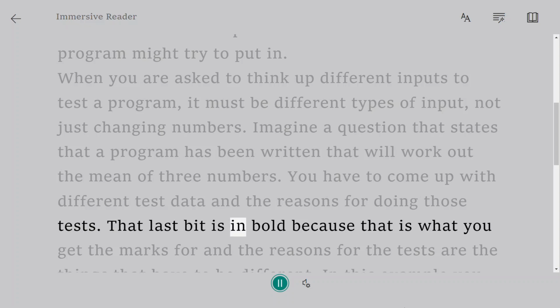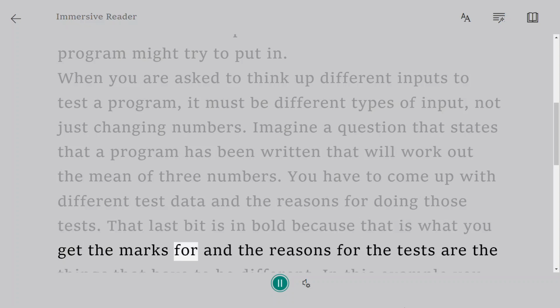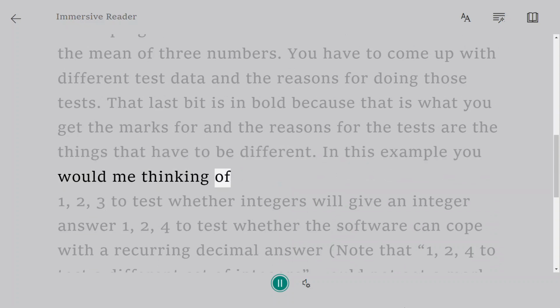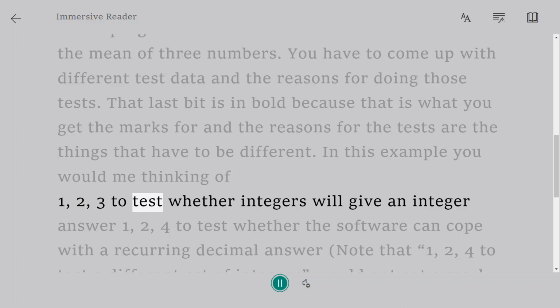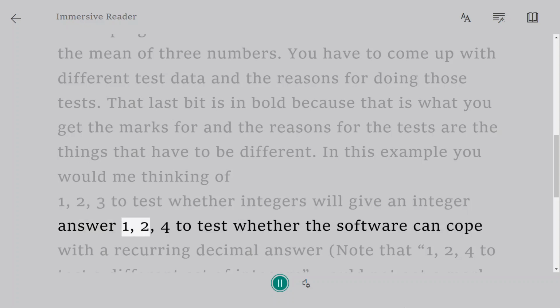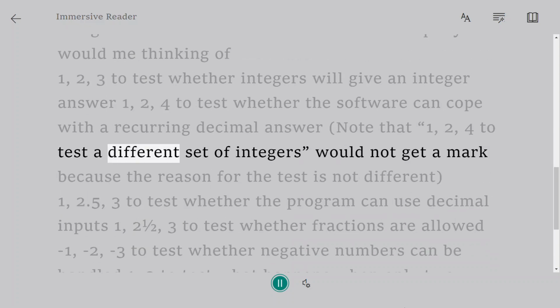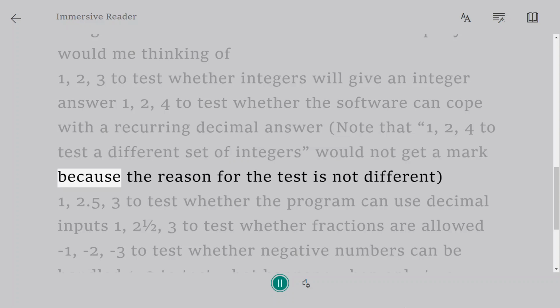That last bit is in bold because that is what you get the marks for, and the reasons for the tests are the things that have to be different. In this example, you would be thinking of 1, 2, 3 to test whether integers will give an integer answer, 1, 2, 4 to test whether the software can cope with a recurring decimal answer. Note that 1, 2, 4 to test a different set of integers would not get a mark because the reason for the test is not different.